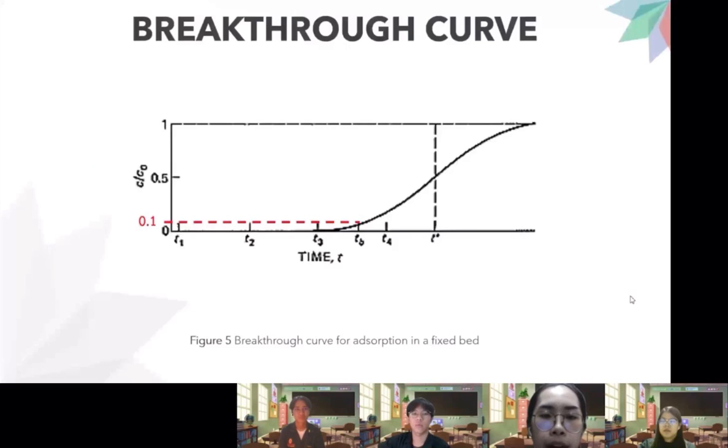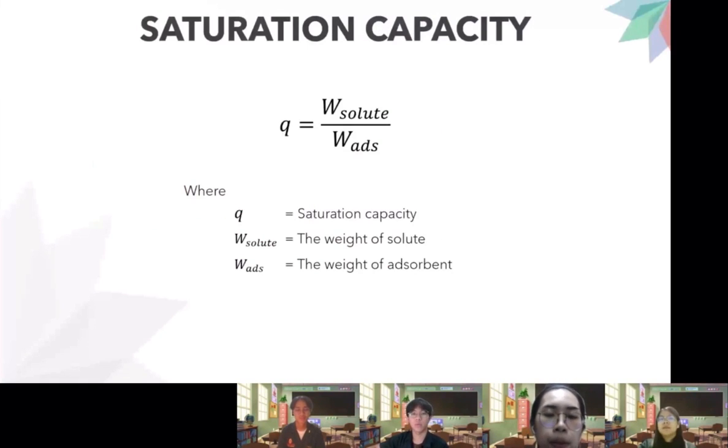The break point is often taken as a relative concentration of 0.05 or 0.1. In this experiment, we can calculate the saturation capacity from the proportion of the weight of solute and the weight of adsorbent. Now, I will pass you over to Mr. Adison.